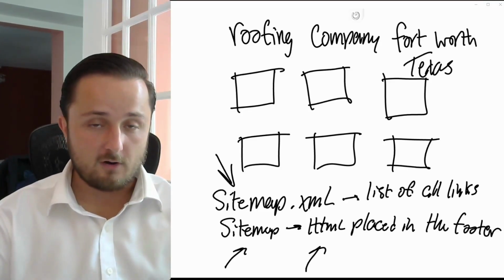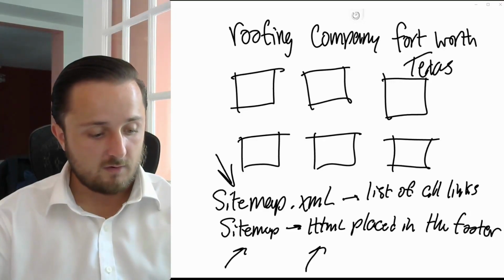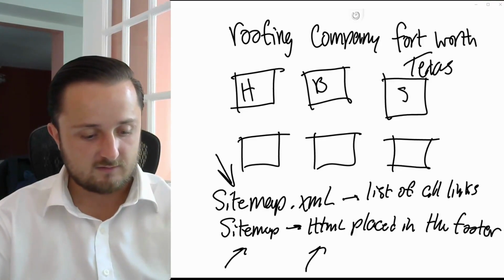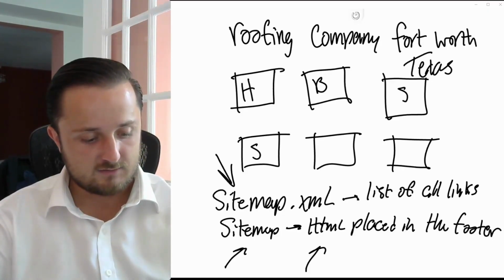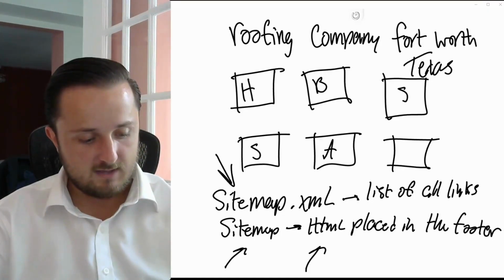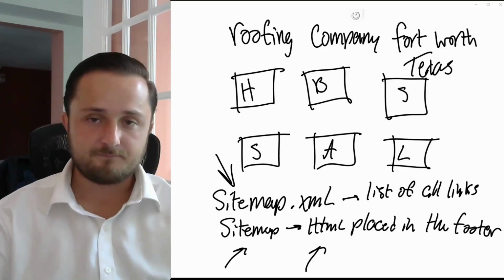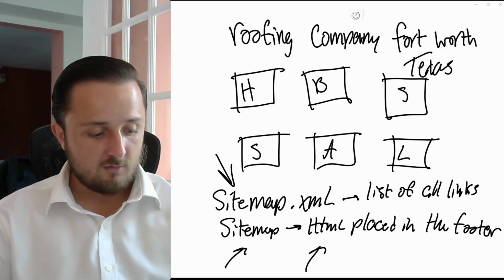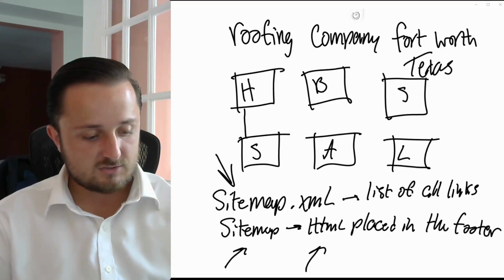Then, for our 6 pages, this will be the home page. Let's say this is a blog page. Let's say this is a service page. We've got a service page, we've got an about page, and then we've got a location page, right? Very super simple 6-page website. We want to make sure that each page is being linked to.